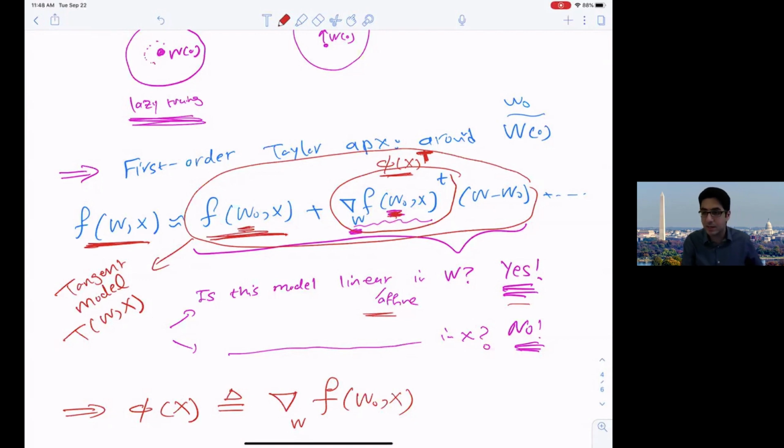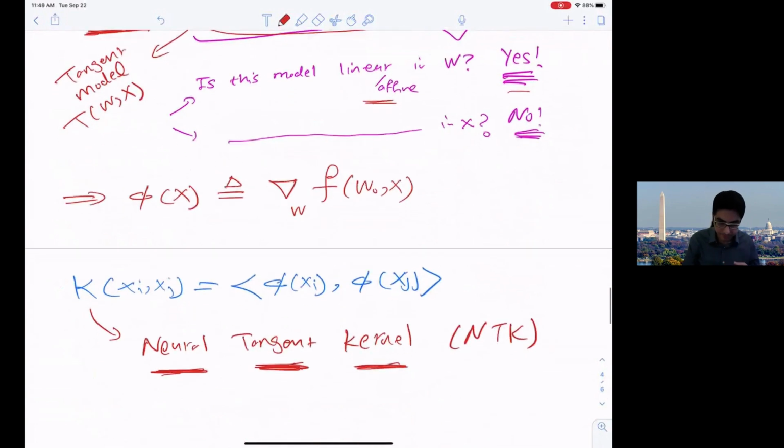So I'm just evaluating at W0. It's a gradient of my model with respect to parameters. So the only term that depends on W is this guy, W minus W0. So therefore, it is affine. Okay, so very simple concept.